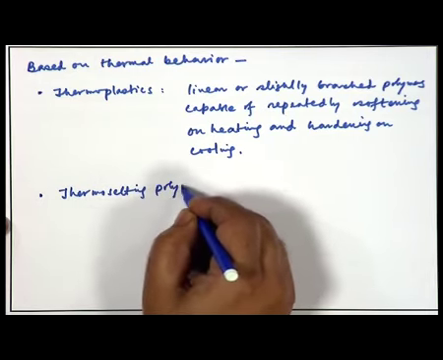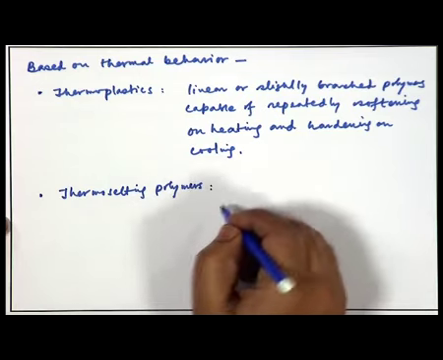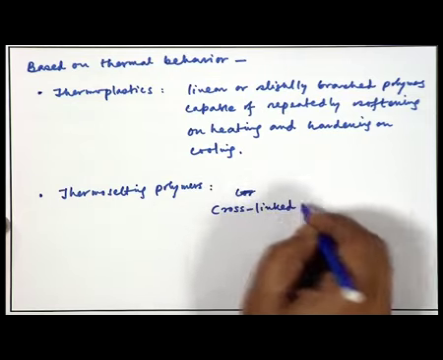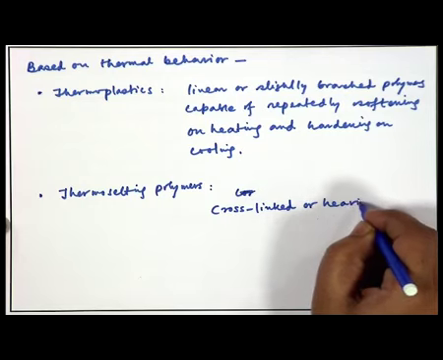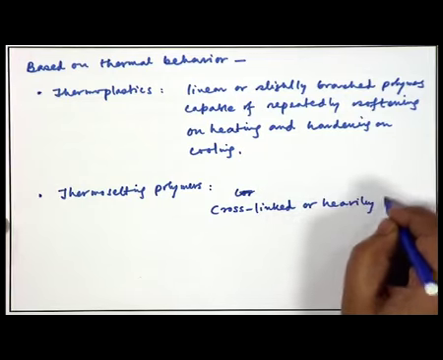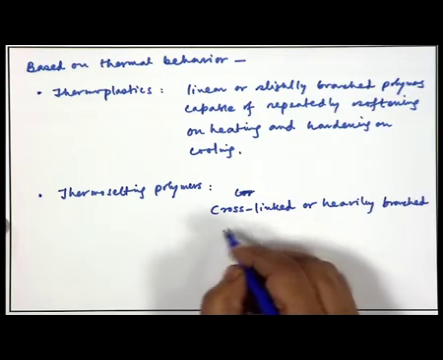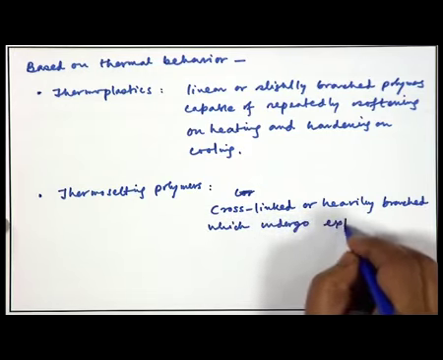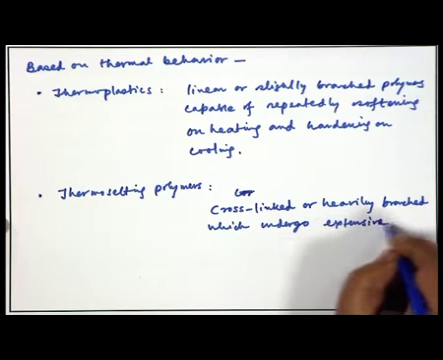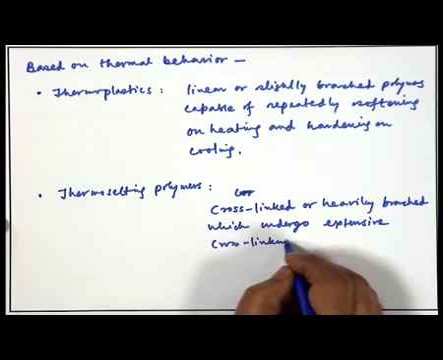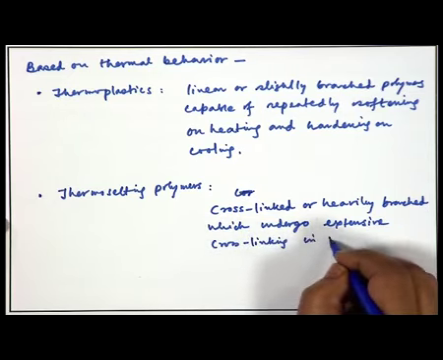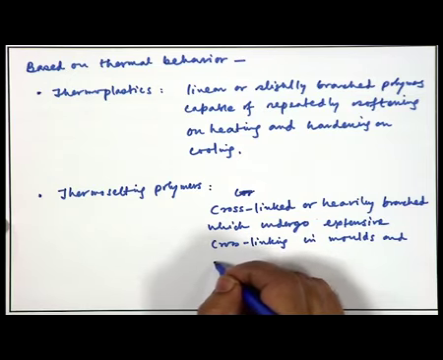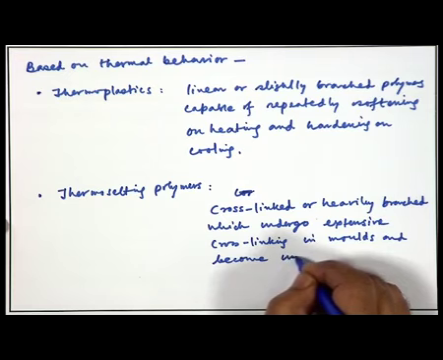thermosetting polymers. So, these are cross-linked or very heavily branched, which undergo extensive cross-linking in the molds and become infusible.